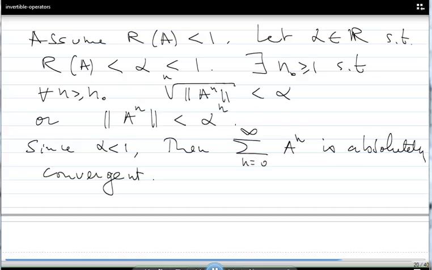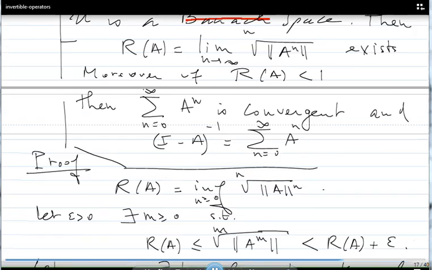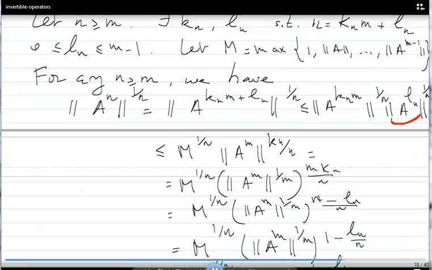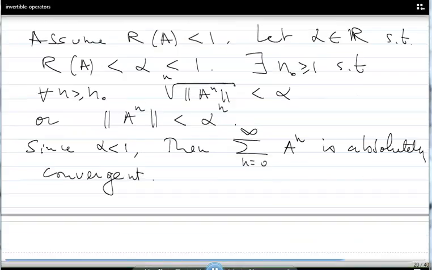In order for us to say it is convergent, we need the completeness of B(U). And for that reason, we are going to need U to be complete, so a Banach space. So U must be a Banach space to give B(U) the structure of a Banach space, and therefore now we're able to say that the sum of a to the n from n equals 0 to infinity belongs to B.